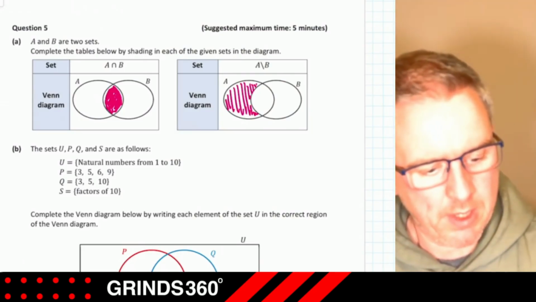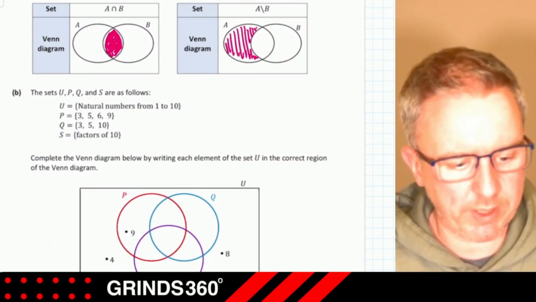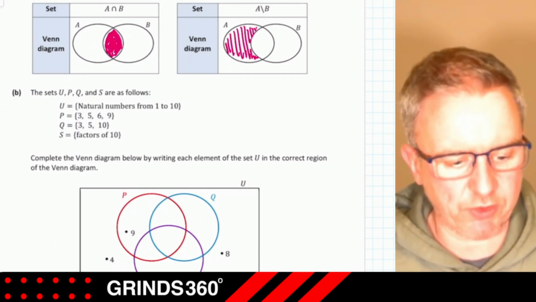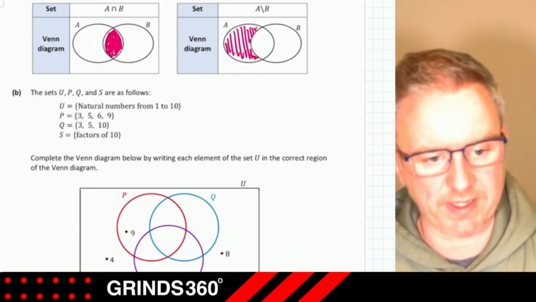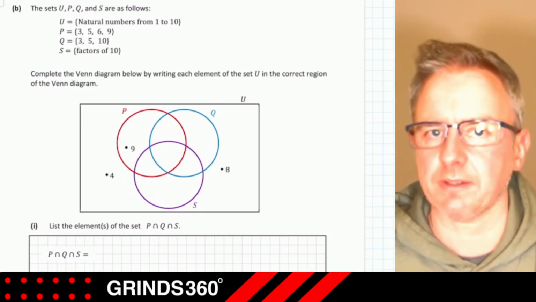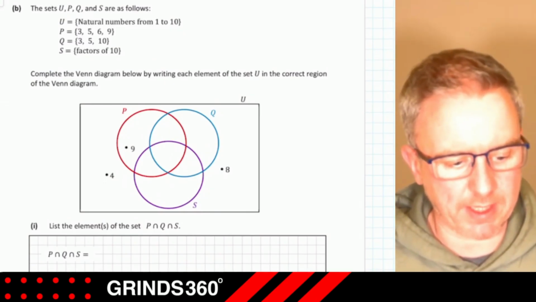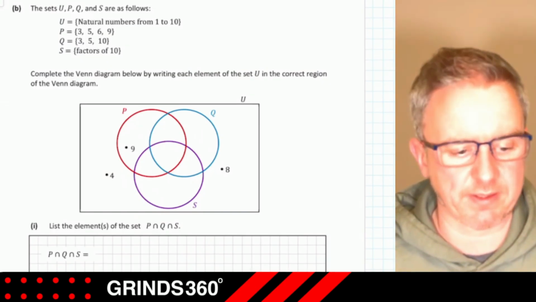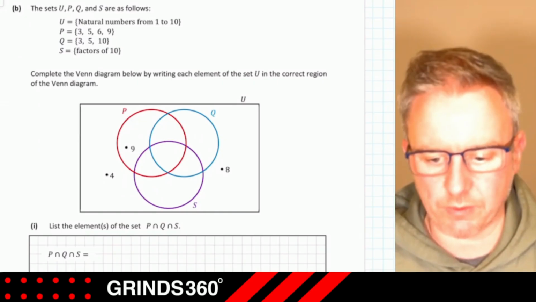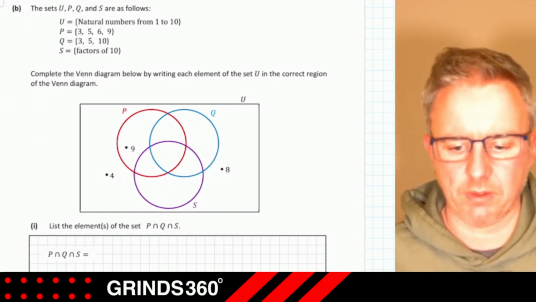Next part then: the sets U, P, Q and S are as follows. U is the natural numbers from 1 to 10. So that's our universal set, that rectangle is the universal set, and they're our numbers 1 to 10, the natural numbers, and that's absolutely fine. Then they tell us that the set P is equal to 3, 5, 6, 9. The set Q is equal to 3, 5, 10. And then they say that the set S is the factors of 10.